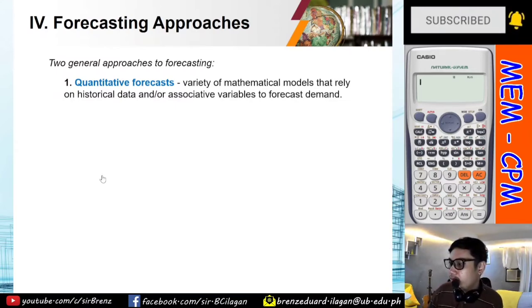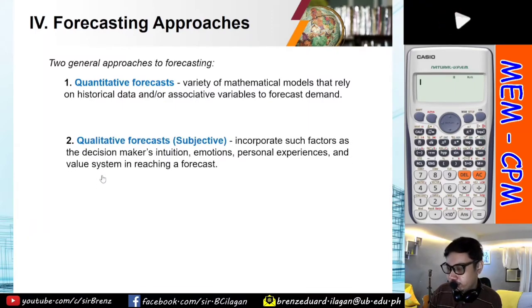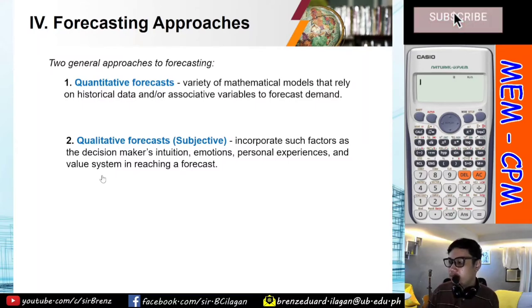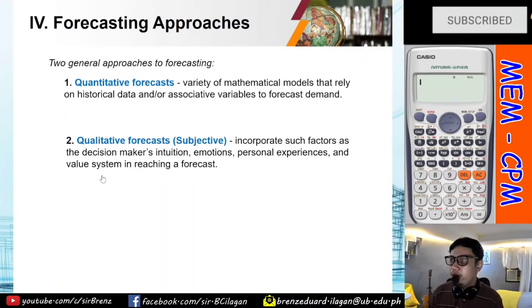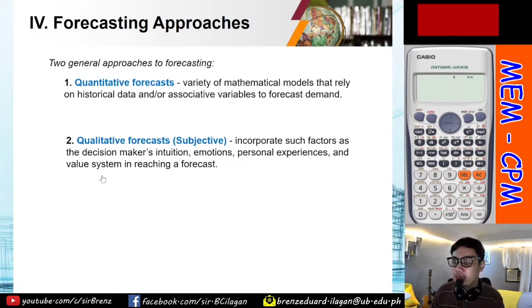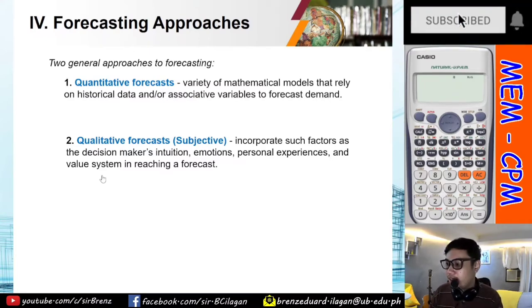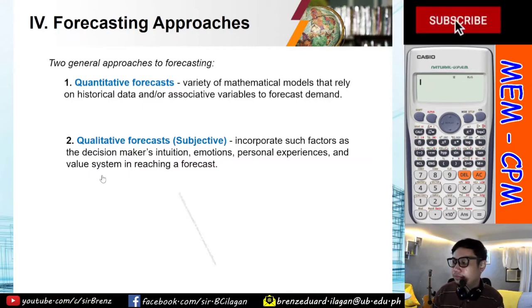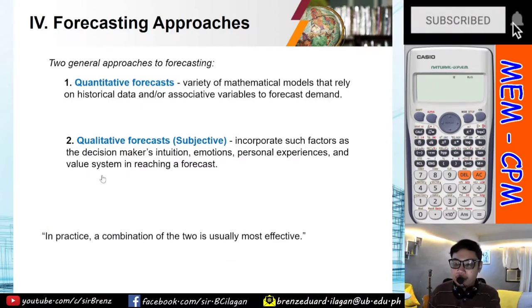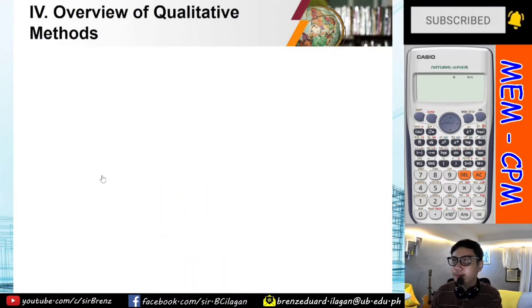Subjective or qualitative forecasts incorporate such factors as the decision maker's intuition, emotion, personal experience, and value system in reaching a forecast. So some firms use one approach and some use the other. Pero in some practice, mas maganda if combination nitong dalawa. Sabi nila, mas effective daw kung combination itong quantitative and qualitative. Ayan. So, the combination of the two is usually most effective.